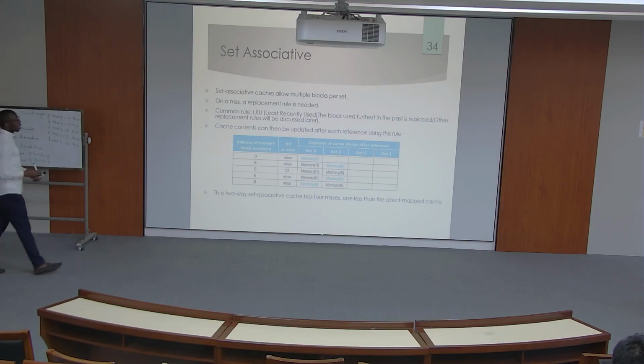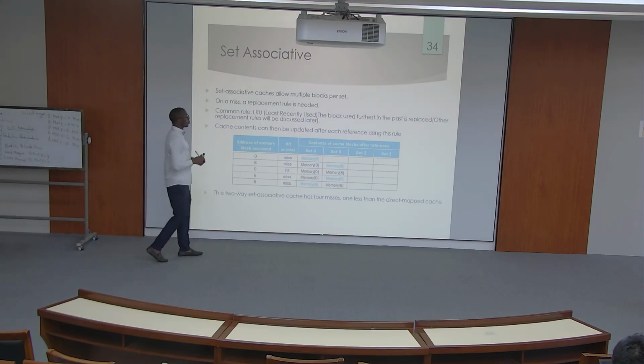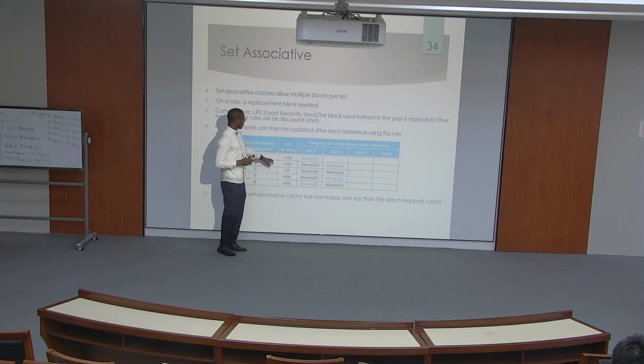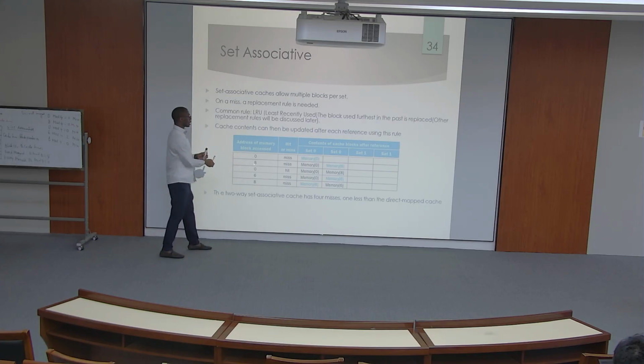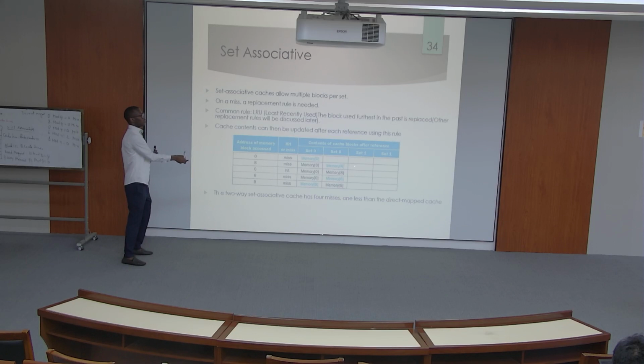Now we have 4 sets. Here we have block number 0 from the main memory, which needs to be loaded in set 0. And we have block number 8, which also needs to be loaded in set 0. Because we have two-way associative, it is fine. Now we have block 0, which needs to be loaded into set 0, and it is a hit because we have already loaded this block into set 0.